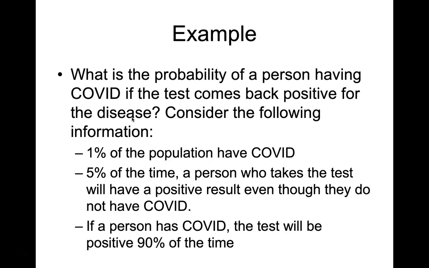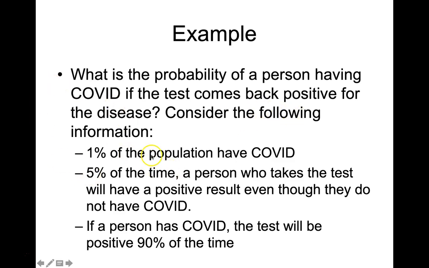So let's say that a person is not feeling well, and so they go get a test for COVID-19. What is the probability of a person having COVID-19 if the test that they take comes back positive for the disease? These are hypothetical numbers here. These are not real numbers. I am not an epidemiologist, so I don't have the up-to-date and most accurate numbers about these different probabilities. So this is just a hypothetical example that I'm using with COVID-19 to make it more applicable to what's going on in the world right now. But these numbers are made up.